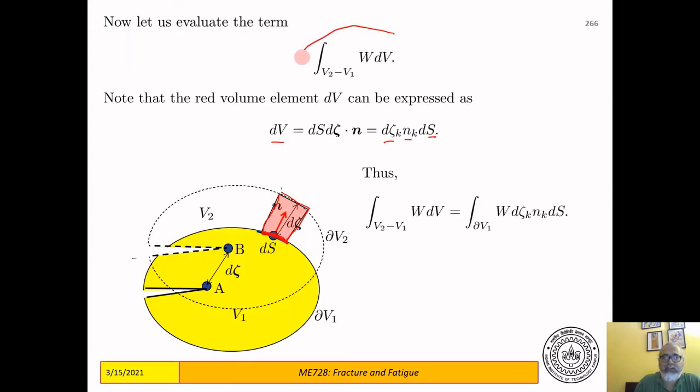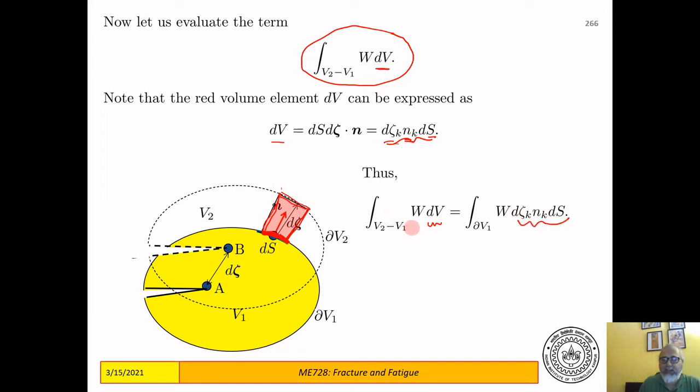Okay. Now we will evaluate the first term, and in the process of doing it, we will again assume that this yellow egg and this dotted egg are just rigid body translations of the same domain. So to calculate this dv, which is the difference between the two, we take a small element of area on del v1, and the height of that is d zeta, d zeta dotted with n. So zeta k nk times ds gives the volume of this small cylinder, which is based on ds. So dv can now be replaced by this. So w dv is replaced by this.